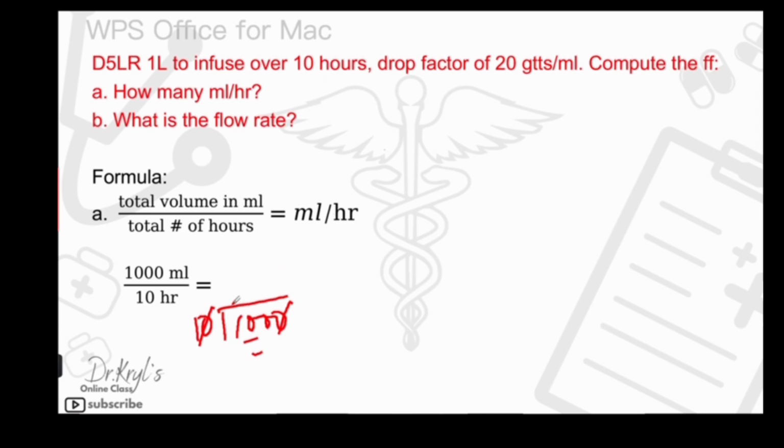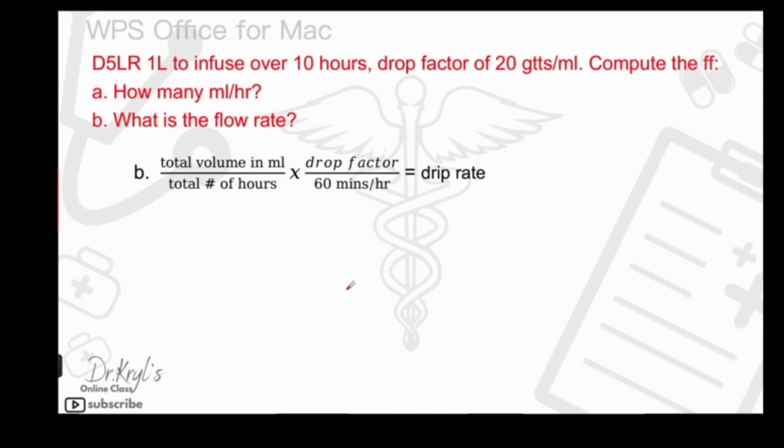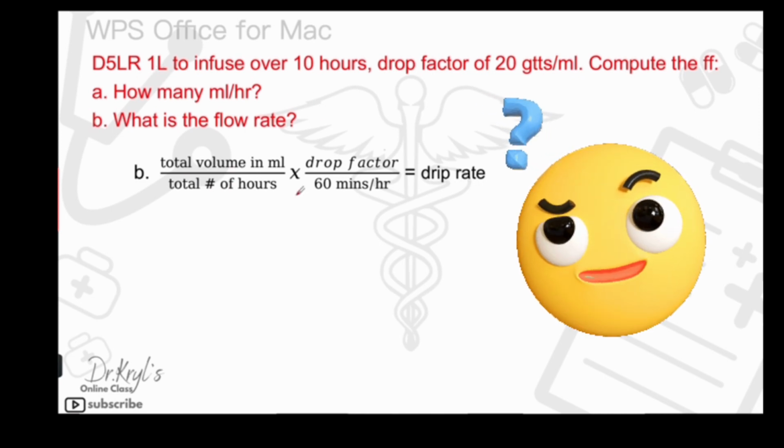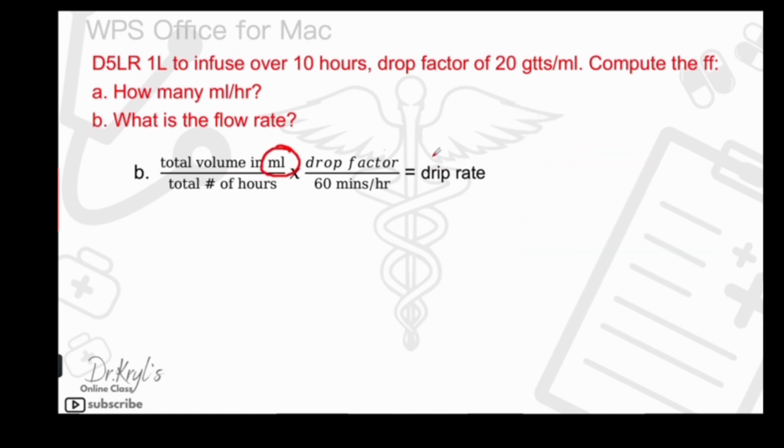So, di ba ang dali lang mag-compute? So, 100. Yan. 100 ml per hour. Or 100 cc per hour. Okay. So, letter B. What is the flow rate or how many drops per minute. So, what is our total volume in ml? It's 1 liter. So, dahil ml yung kailangan, so kailangan natin siyang i-convert. 1 liter is equivalent to 1,000 ml.